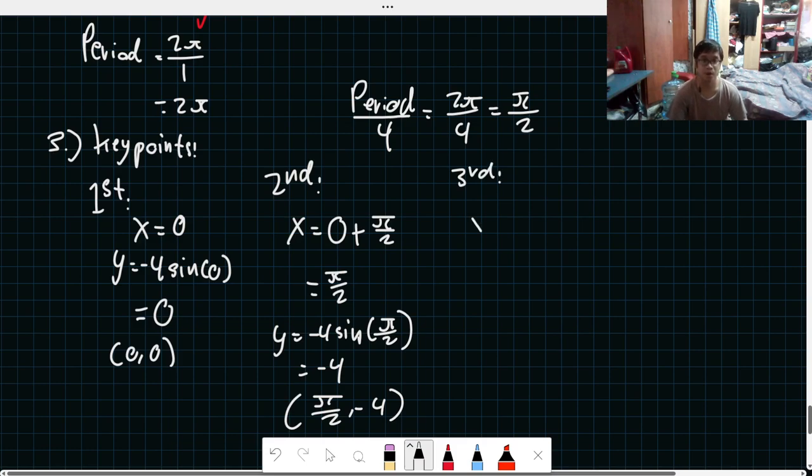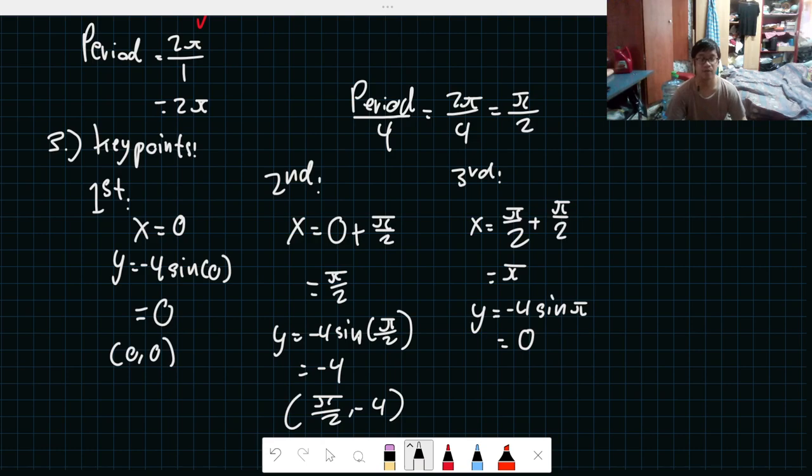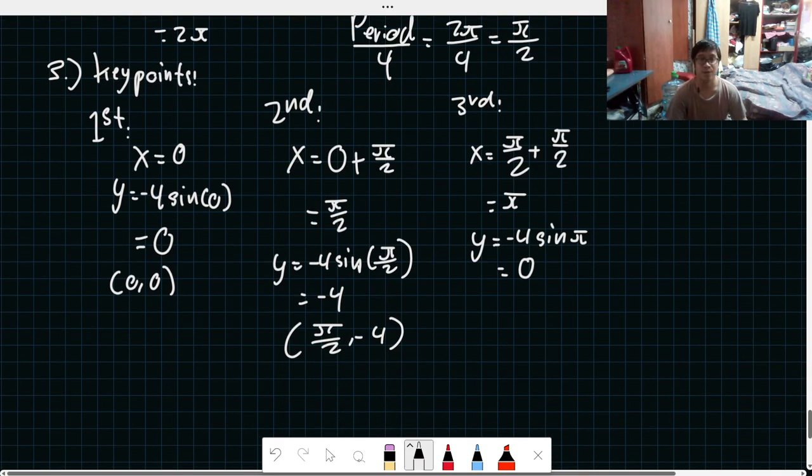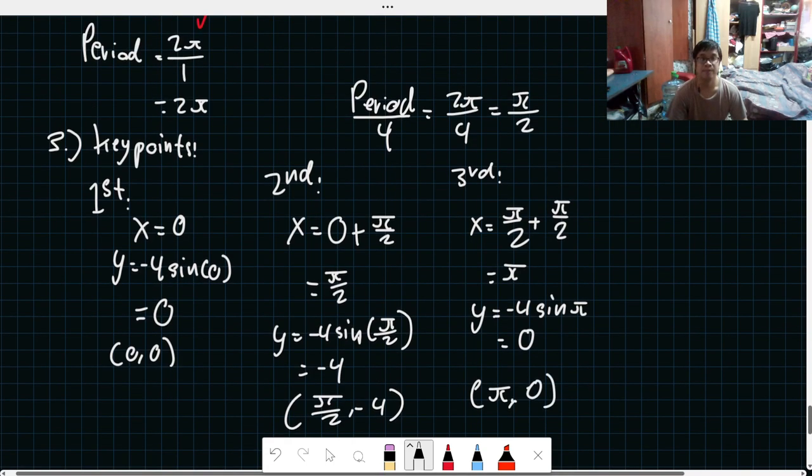For your third key point, as always, add the recent x value, which is pi all over 2, by pi all over 2. So pi all over 2 plus pi all over 2 will give you exactly pi. And substituting it here, y is equal to negative 4 times sine pi, that will give you 0. All right, remember sine pi will give you 0, so 0 times negative 4 is 0. So therefore, you have pi, 0. That's it.